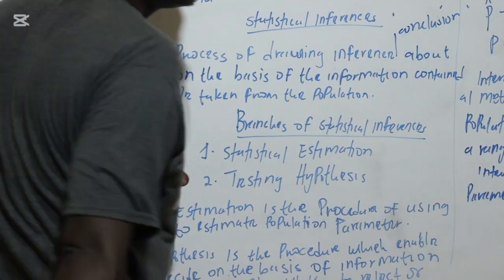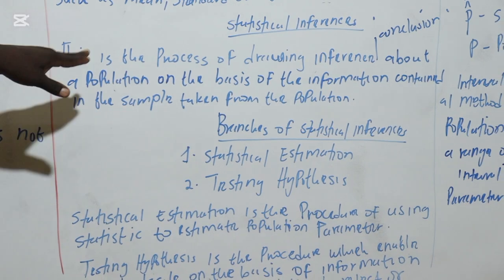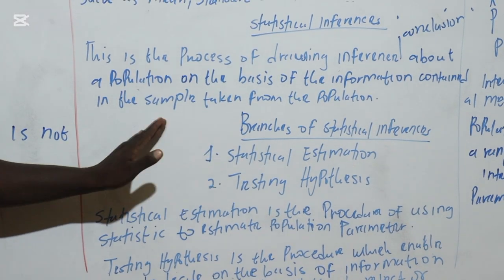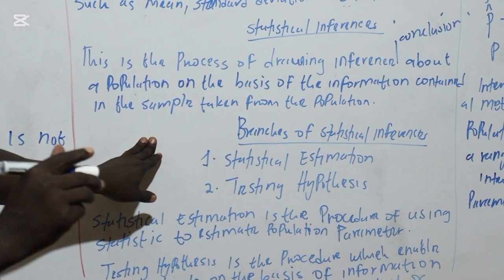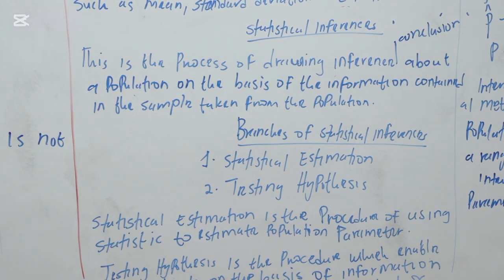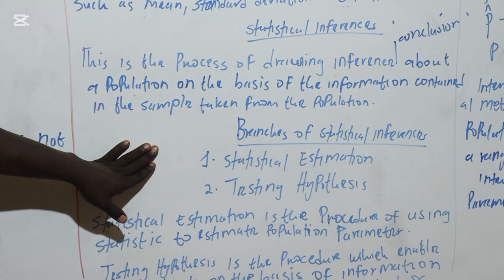Inference means what? Also conclusion. So it is the process of drawing inference or conclusion about a population on the basis of the information contained in the sample taken from the population. So you take a sample, then you analyze that sample, then you give what? An inference or a conclusion. More so, we call it inferential statistics.